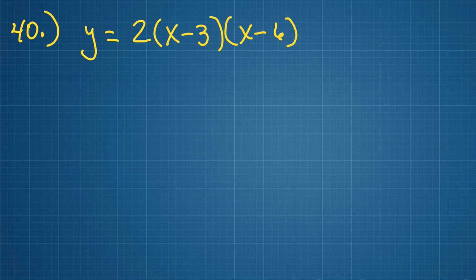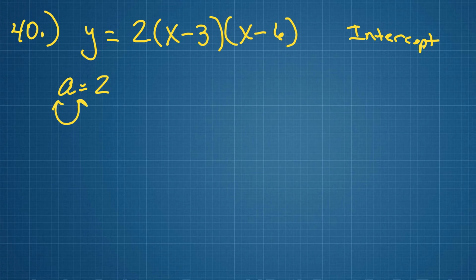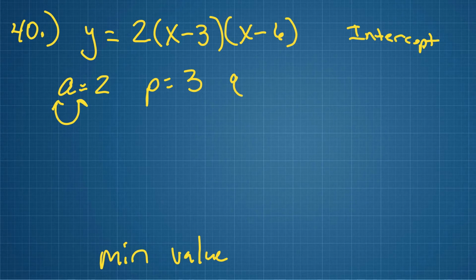All right, number 40 is back to intercept form because I have two sets of parentheses, so it's intercept form. Now I have a equals 2, which tells me once again that it's going to be a smiley face, which means at the end I'm going to have a minimal value. P is positive 3, Q is positive 6.